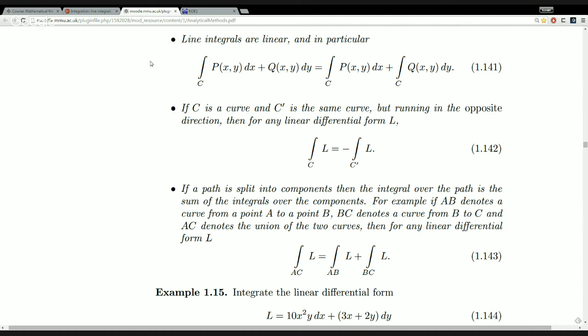These two examples, these two integrals of the same linear differential form L, show that L is path dependent. The value of the integral between this particular start point and end point depends on the path taken. Okay, let's just look at one more example, example 1.16, before we finish today.